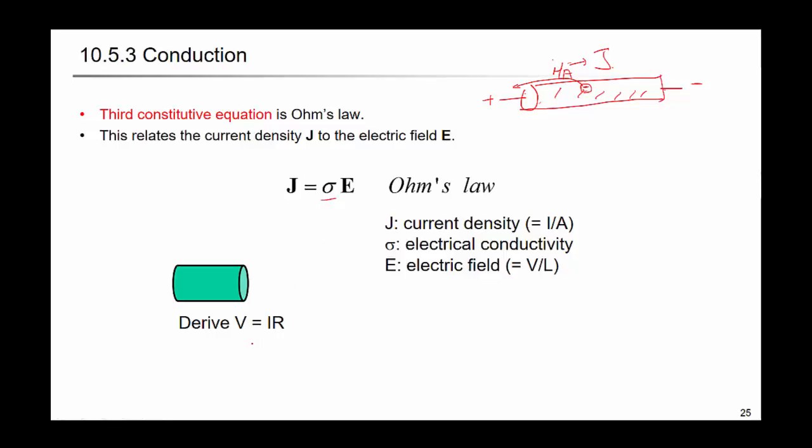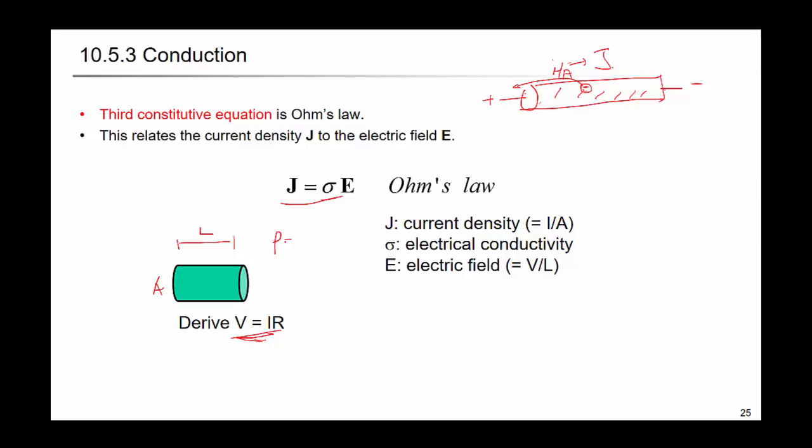And let's derive this. We know that Ohm's law is V, the electric potential, equal to I times R. The I is the current, and the R is the resistance of the material. Can we derive this equation from this Ohm's law? Let's think about that. So we have a copper cylinder. The area is A, and the length is L.